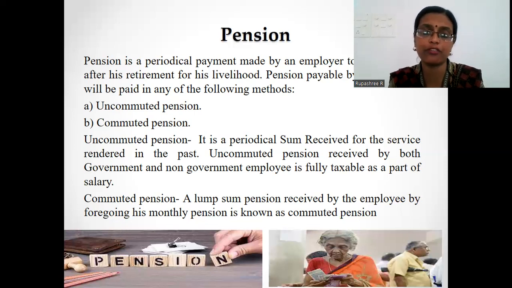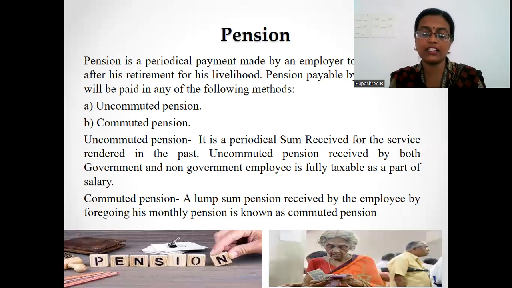For example, you would have heard of people who served in defense organizations, in the Air Force or Navy, who get a lump sum amount of pension in hand when they retire. That lump sum amount of pension that they receive when they retire is called commuted pension. Most probably, in most cases, when a person retires from any organization, they generally receive both commuted as well as uncommuted pension. It is a combination of the pension.